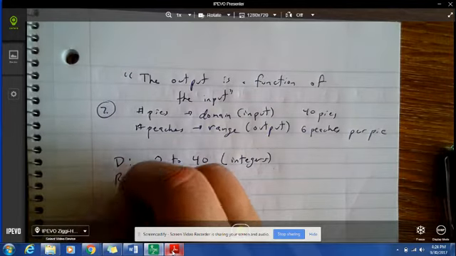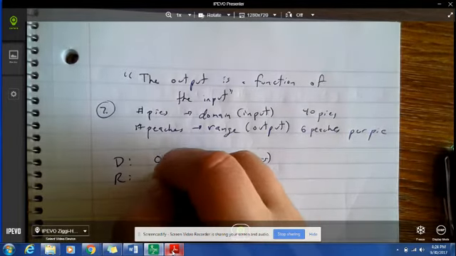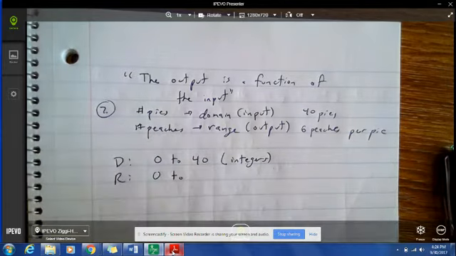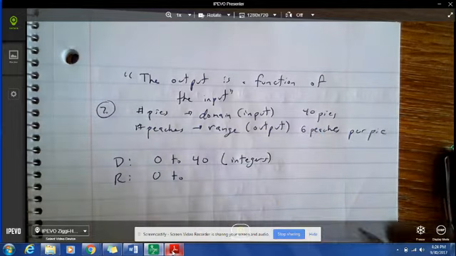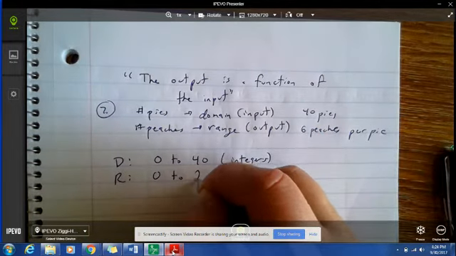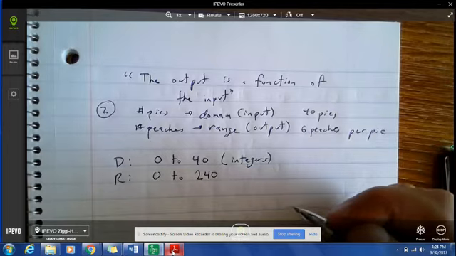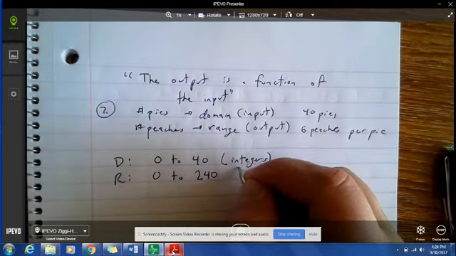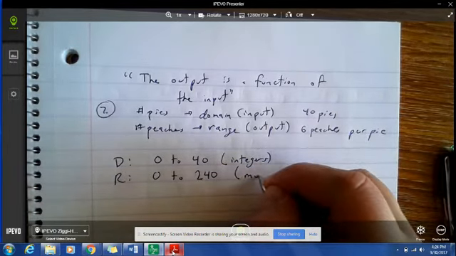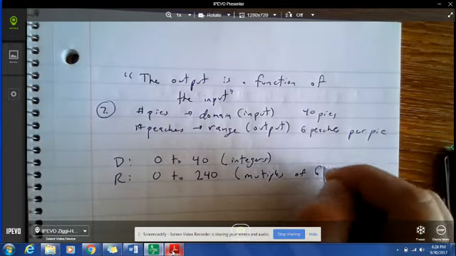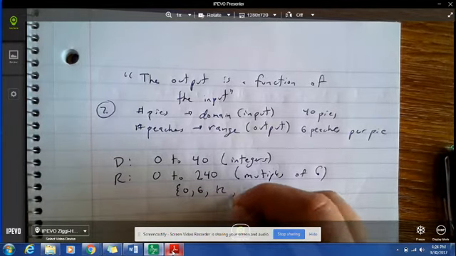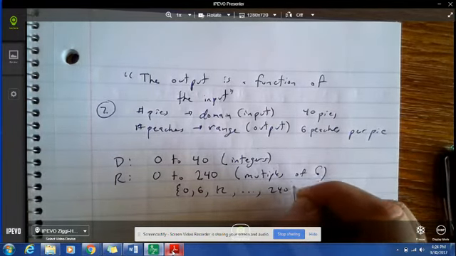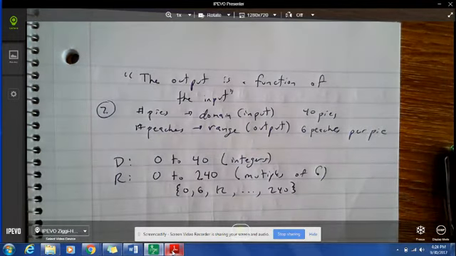All right, the range is going to be 0 to, at 6 peaches per pie, if we make all 40, 40 times 6 is 240. And it has to be multiples of 6. In other words, 0, 6, 12, that's 1 pie, 2 pies, all the way up to 240. So let's go back to our options.